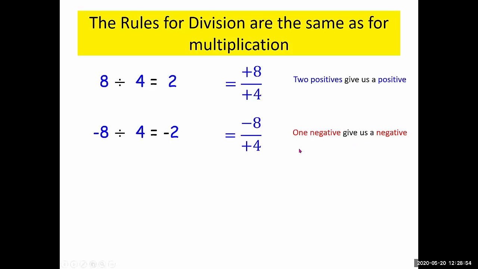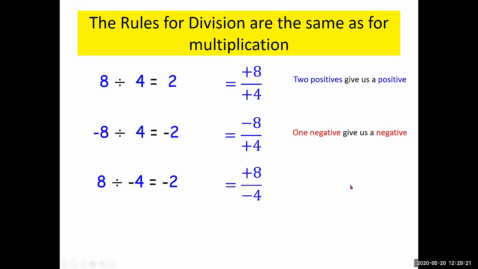The rule here is that one negative gives us a negative, just like in multiplication. If I have one negative and one positive, I end up with a negative. Let's try the last one here: 8 divided by a minus 4. Well, all I've done is taken the minus off the 8 and put it on the minus 4. So I end up with a minus 2. I still end up with the same minus 2.